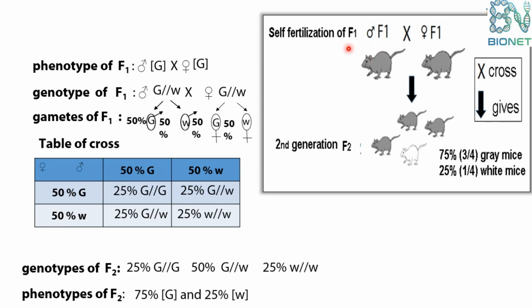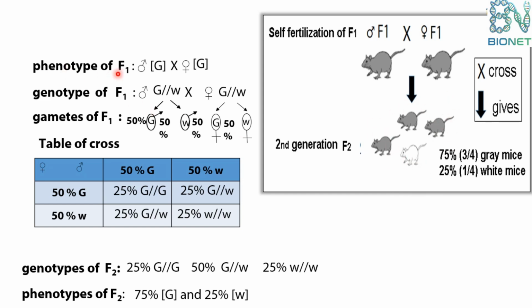Now this is the cross, the self-fertilization or the self-cross. It is a crossing between two F1 individuals, male F1 having gray coat and female F1 having also the gray coat. We are going to make the analysis to verify the obtained results.